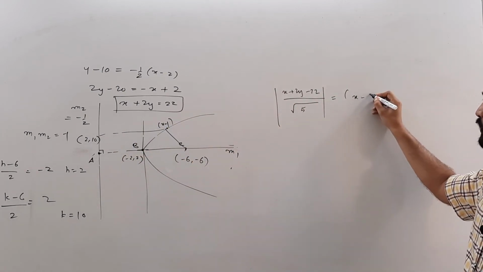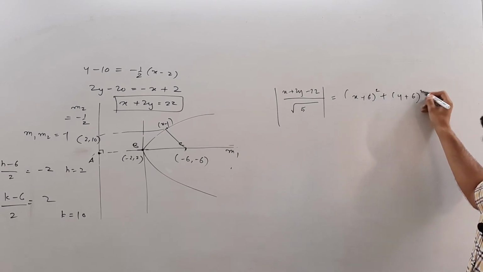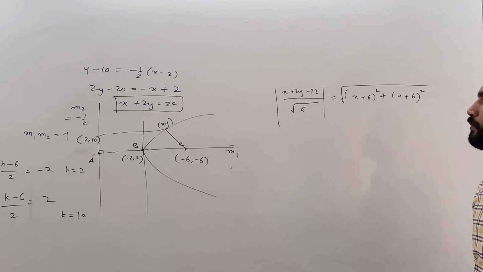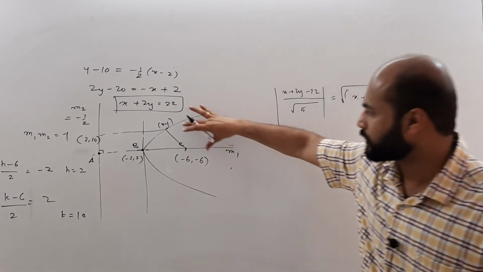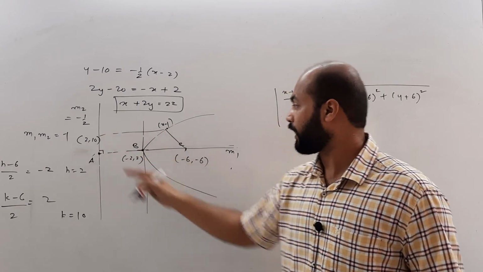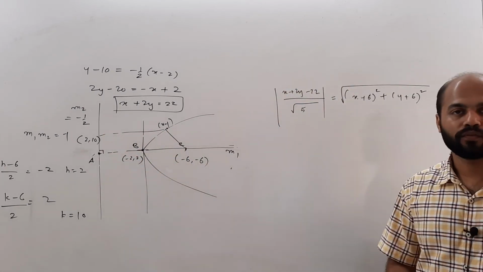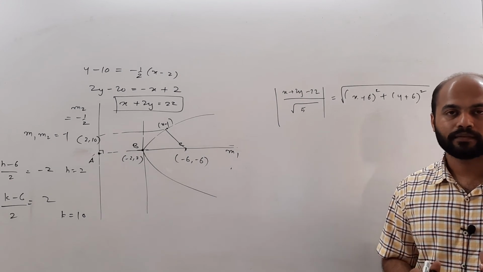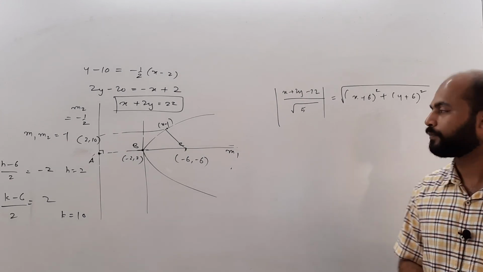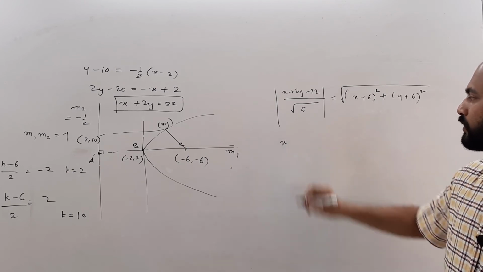That is x plus 6 the whole square plus y plus 6 the whole square, under root. So this distance is this, and this particular distance from the line is written this way. So here we are using the concept of straight lines, which is the distance of the point from the line. Now let's square this up again and write the answer.